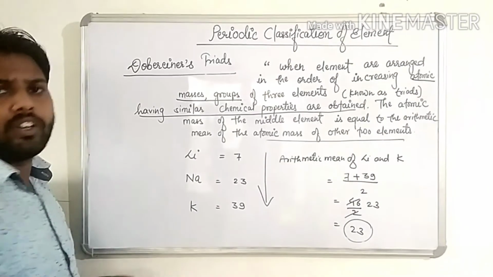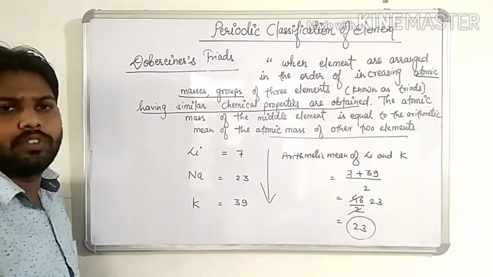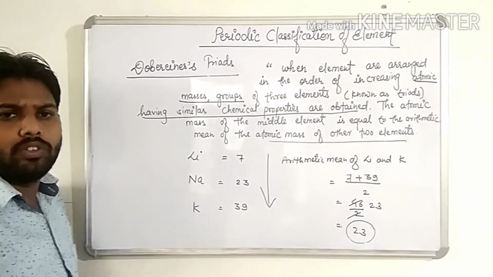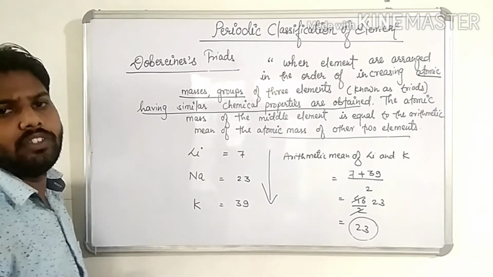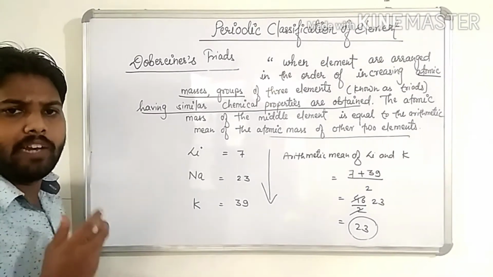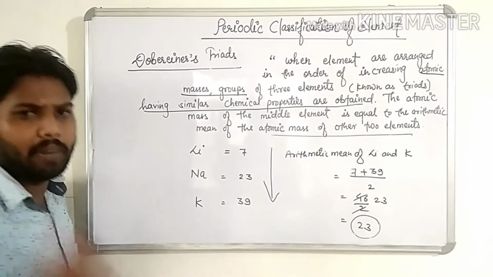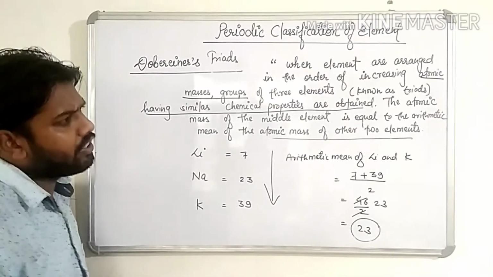Children, Dobereiner was the first scientist who showed the relationship between properties of elements and their atomic masses. Clear, children?